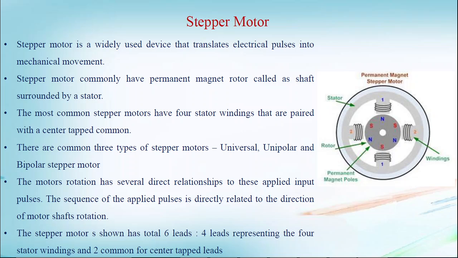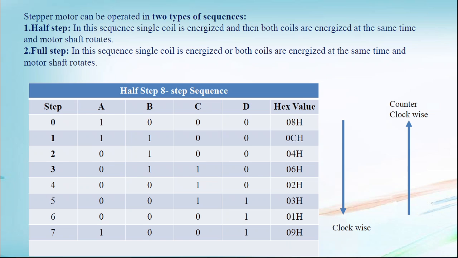The stepper motor shown has a total of 6 leads: 4 leads representing the 4 stator windings and 2 common center-tapped leads. A stepper motor can be operated in 2 types of sequences: half step sequence and full step sequence. In the half step sequence, a single coil is energized and then both coils are energized at the same time. In the full step sequence, again a single coil is energized or both coils are energized.